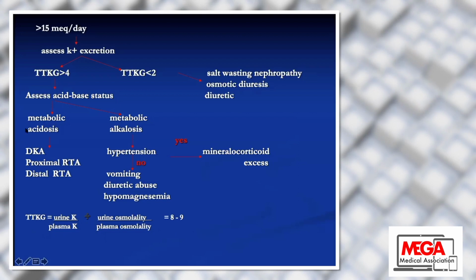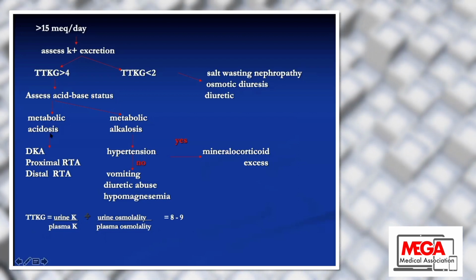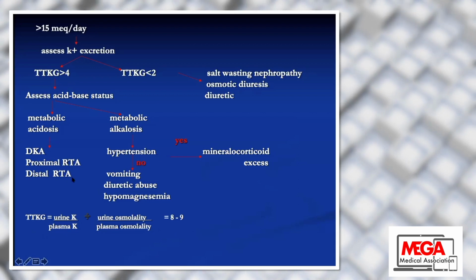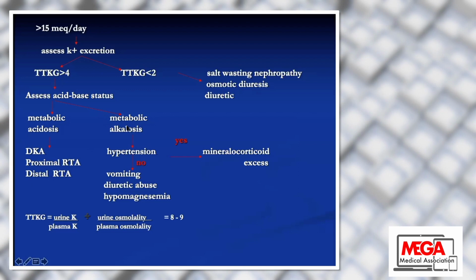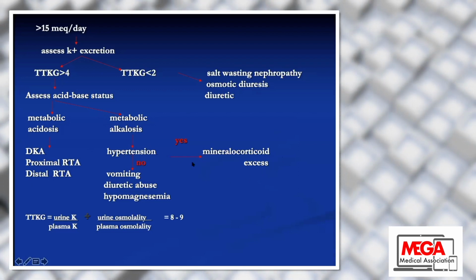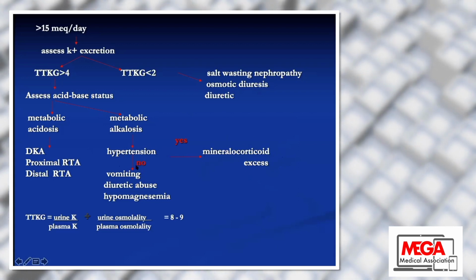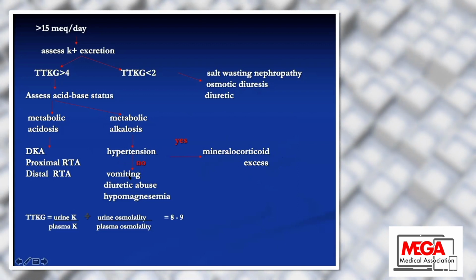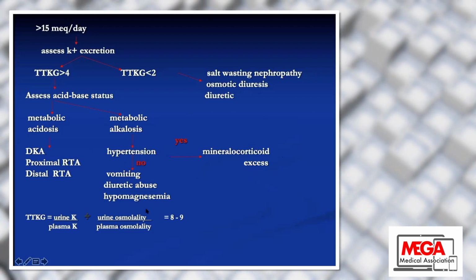If there is a metabolic acidosis, consider diabetic ketoacidosis or renal tubular acidosis, whether proximal or distal. If it is metabolic alkalosis associated with hypertension, the cause is mineralocorticoid excess or hyperaldosteronism. If no hypertension, consider vomiting, diuretic abuse, or hypomagnesemia.